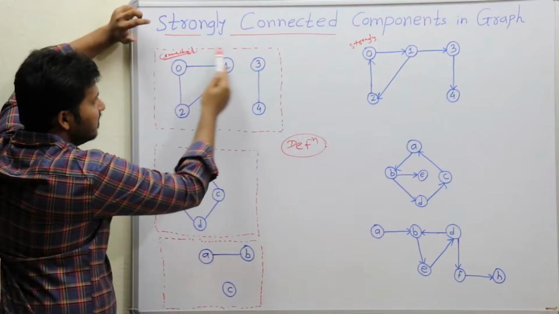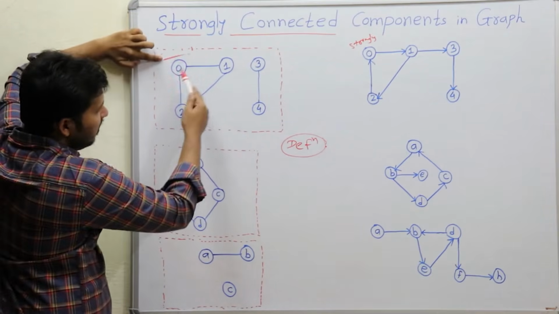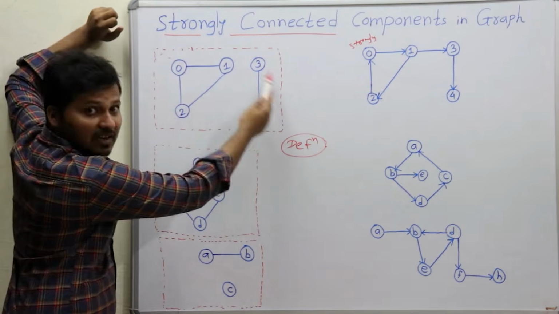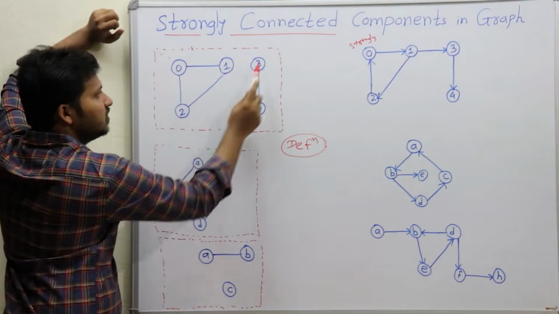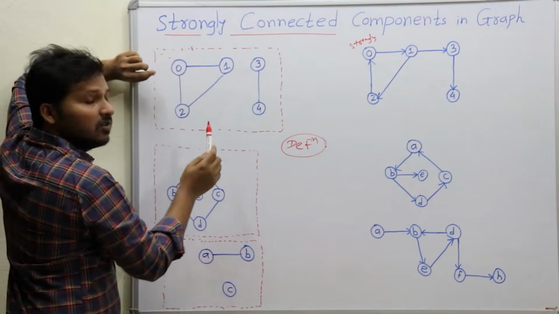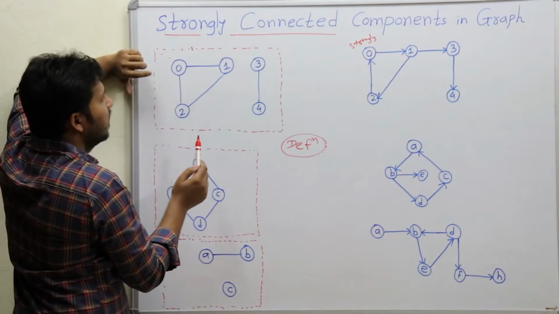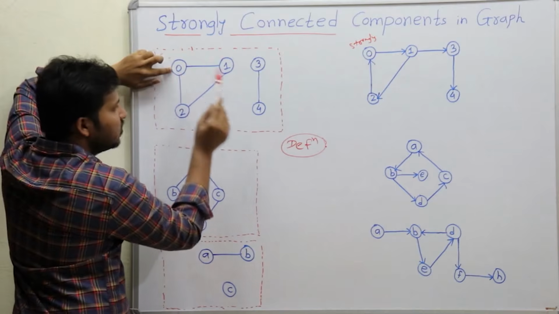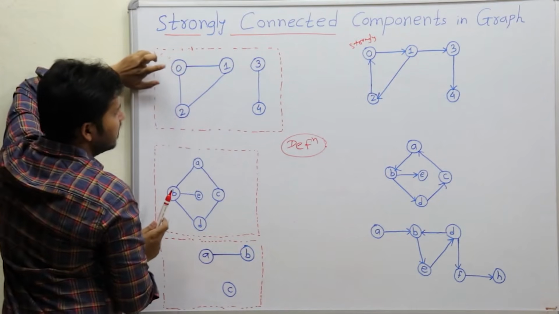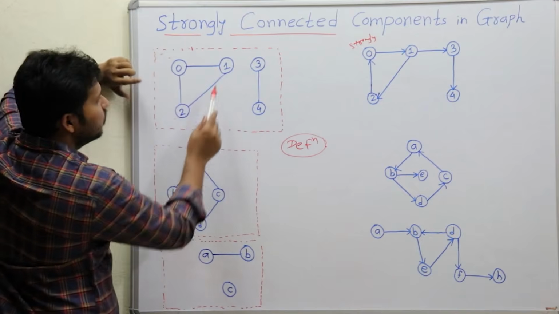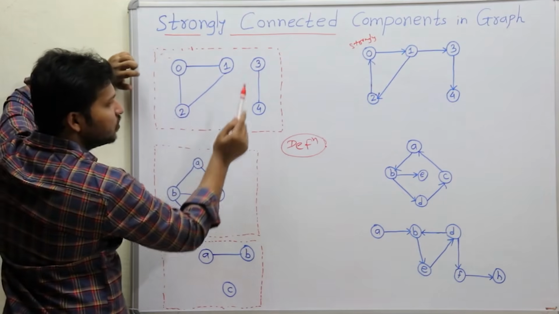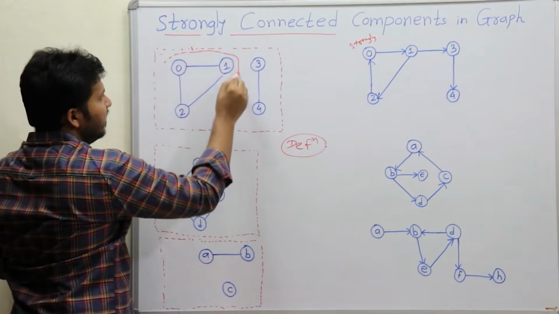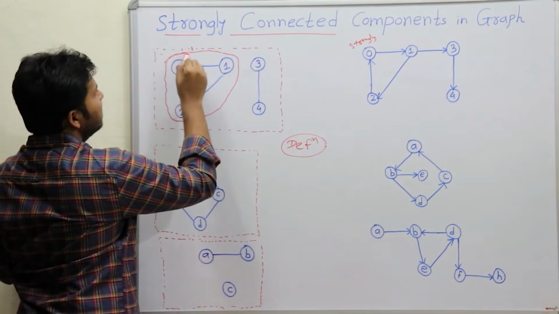Because this is the same graph. These total 5 vertices, 0, 1, 2, 3, 4, are all the vertices of this one graph. But vertex 0 doesn't have a path to vertex 3. Vertex 0 doesn't have a path to vertex 4. Correct? And same with vertex 1 and 2. 1 cannot go to 3, and 2 cannot go to 3 or 4. So only this can be termed as one component in this graph.